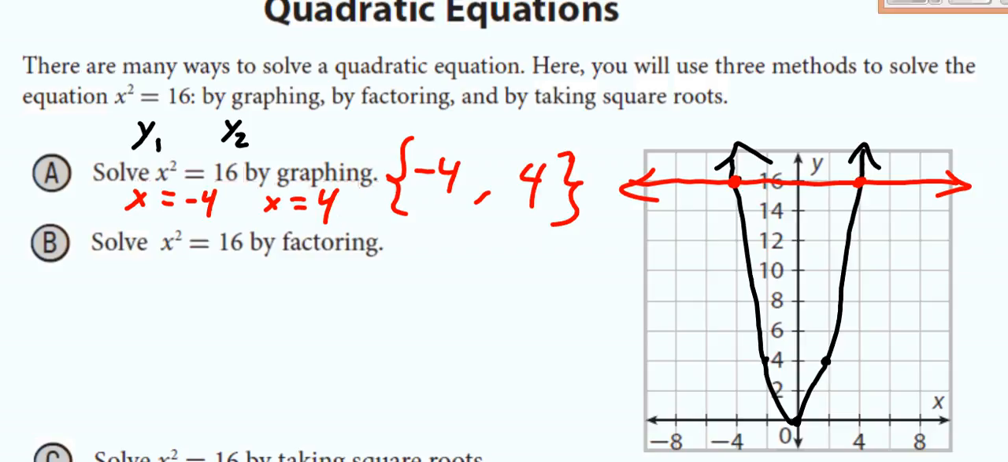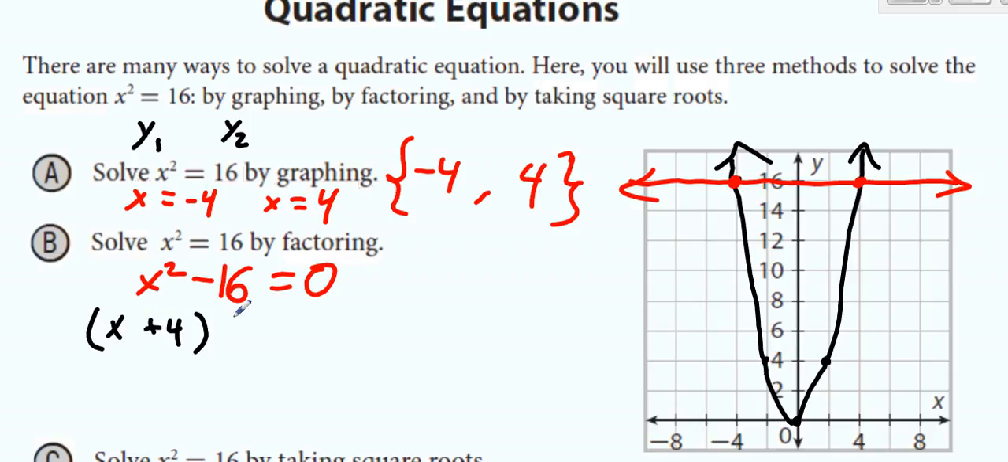Another way you can solve this is solving by factoring, in which case you have to move the 16 over first. So if you move that 16 over, you subtract 16 from both sides. It then equals 0. And then you factor that problem. So x squared minus 16 is a difference of squares. There's only the two terms. So you get (x plus 4)(x minus 4).